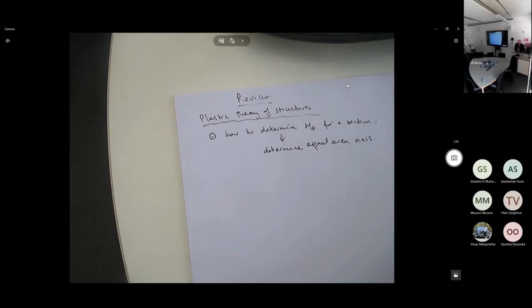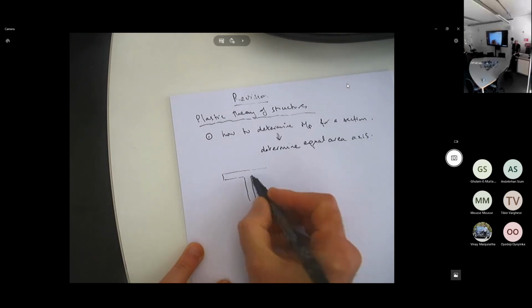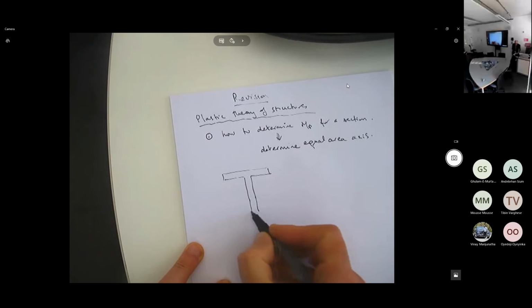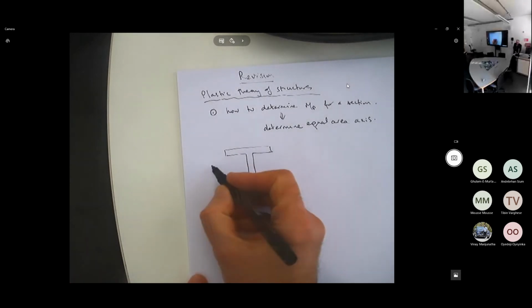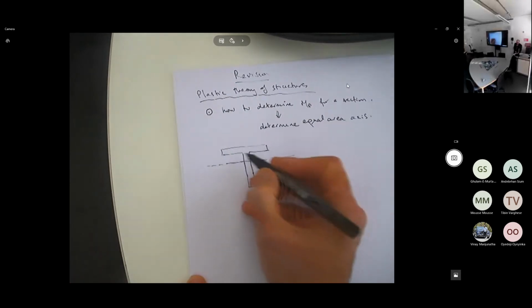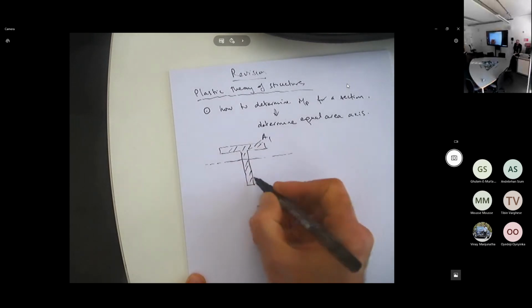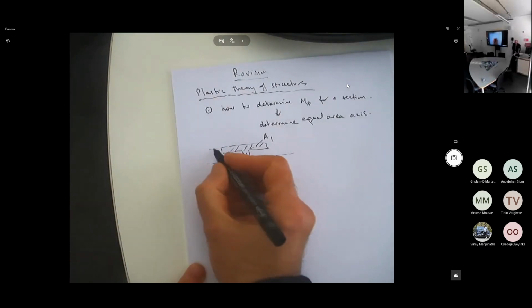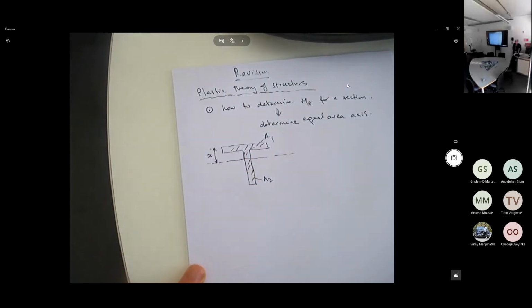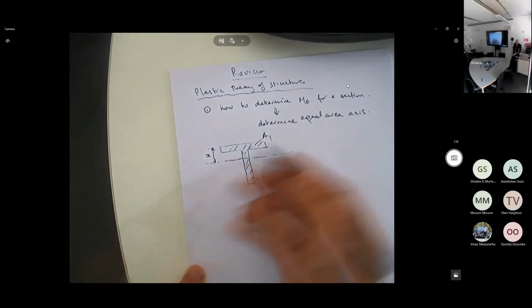For example, if I give you a T shape like this, obviously this is a section which is not symmetrical, so the chances are your equal area axis will be somewhere here. That will divide your section into two: this is area A1, this is area A2. What you can do is call this distance here X, and put this area equal to this area, because you know everything else.